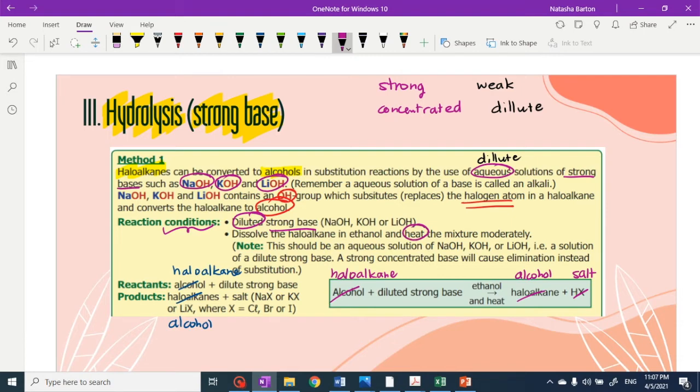They say dissolve the haloalkane in ethanol. You don't need to know that off by heart, but very important, this reaction will take place in the presence of heat. Now, it's very important that you make use of a dilute. Is that how you spell dilute? Perhaps I spelled it wrong. My apologies. I don't know if it's double L or one L. Oh, it's one L. Okay, so dilute like this.